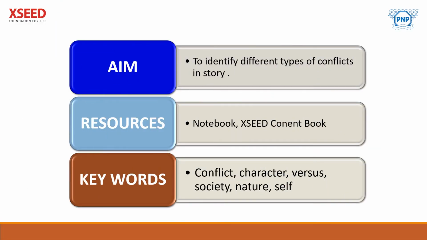Today's aim of this lesson is to identify different types of conflicts in a story. Once we complete this section, you will be able to identify different types of conflicts in a story. For that, we need these resources: one notebook and an Exceed content book. The important words we are going to check in this lecture are conflict, character versus society, nature and self. So are you ready? Let's start the lesson.